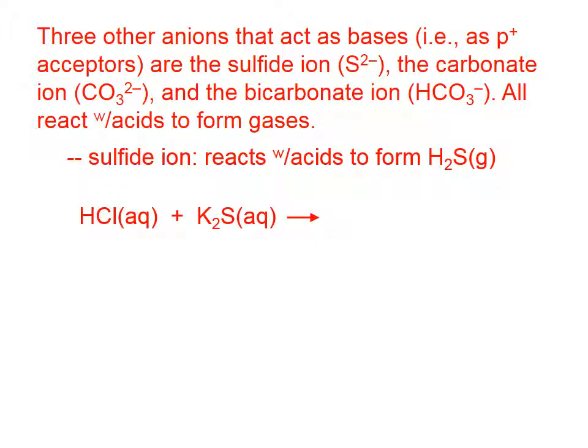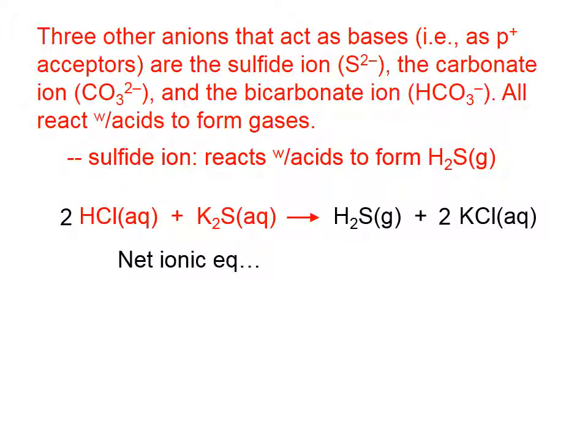You can see in this equation we have hydrochloric acid, which is a strong acid, reacting with a sulfide compound, potassium sulfide, and what we're going to get is hydrogen sulfide gas and what's left in the equation, potassium and chloride. Now we need to balance this equation. We have two hydrogens on the right and only one on the left, so there's the balanced equation. Notice that we have the sulfide ion acting as a base, accepting protons.